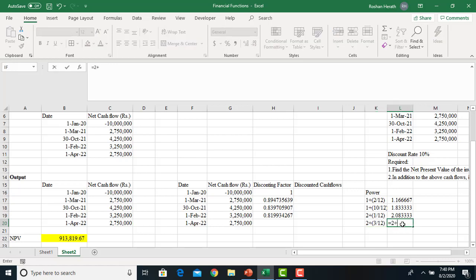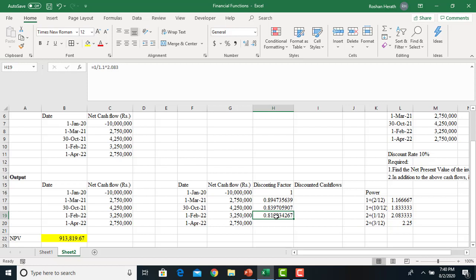So it's like 2 plus 3 divided by 12. It goes like this, 2.25. So we are taking 1 divided by 1.1 to the power 2.25. So that's what you are getting. Right. Now you can take the discounted cash flow.